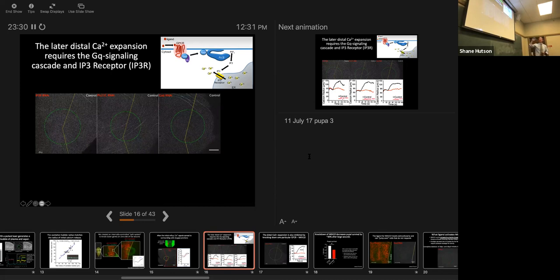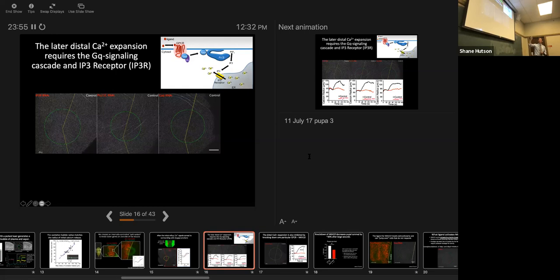So we went through and we knocked down different parts of that. We'll knock down either the IP3 receptor itself, which lets calcium out of the endoplasmic reticulum, or we'll knock down PLC beta, the enzyme that makes IP3 that binds to this receptor and lets calcium out, or we'll knock down G alpha Q, a little G protein that actually activates PLC beta. And so we have these three different steps in the pathway we can knock down.